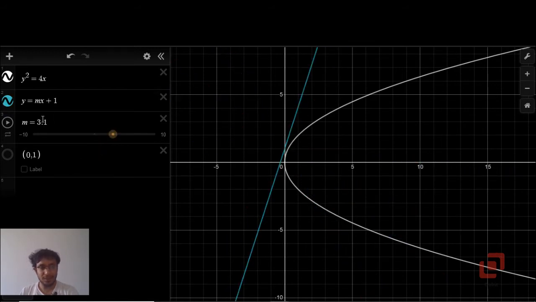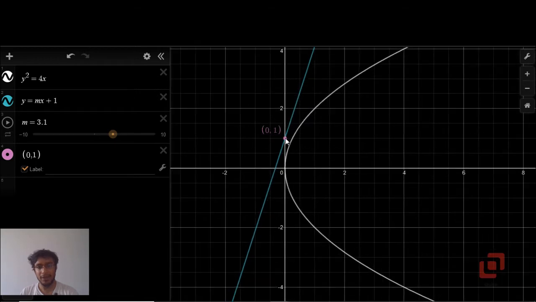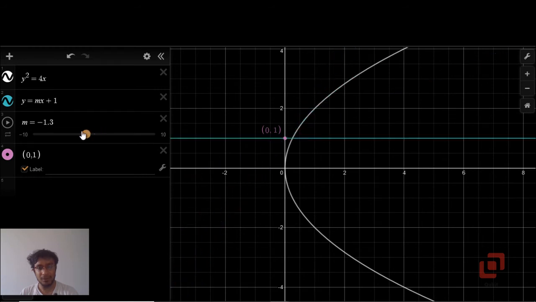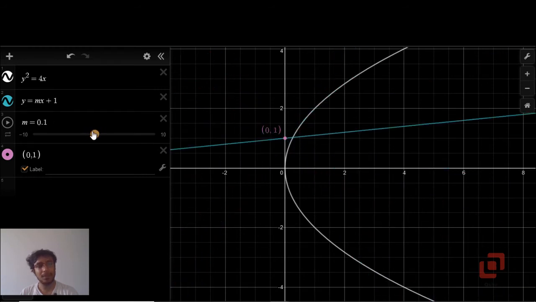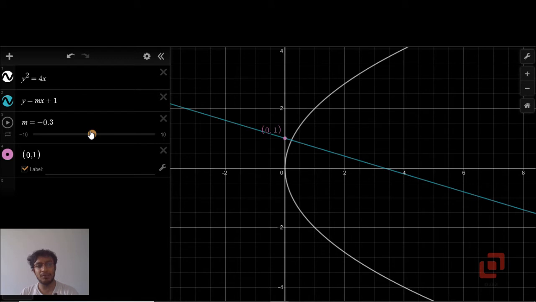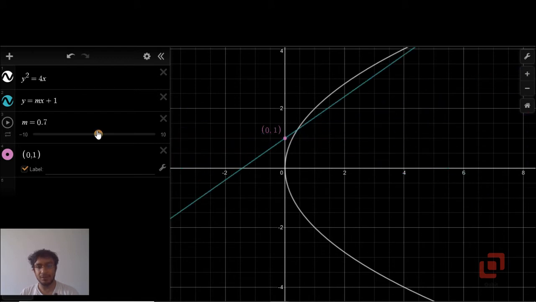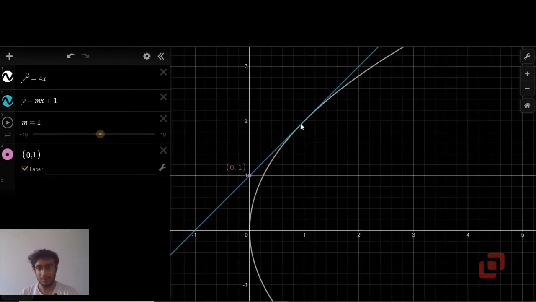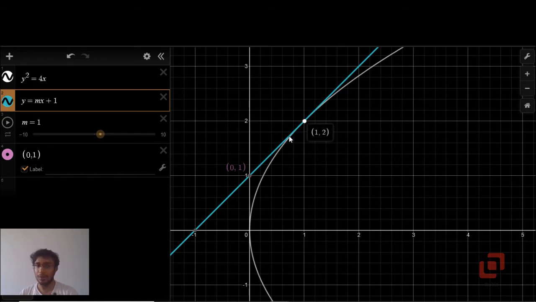You will observe that for all values of m, the line always passes through the point on the y-axis, that is 0, 1. So even if we change the value of m, we will find that the line always passes through that point. Now let us observe what happens if we take the value of m as 1. If we take the value of m as 1, then you will find that the line actually touches the parabola and the point of contact is 1, 2.